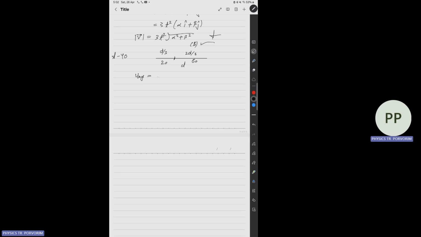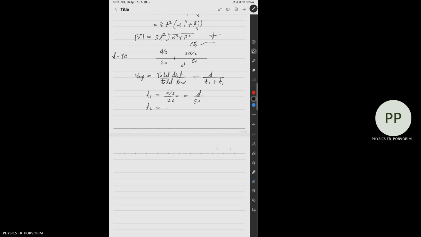So average speed is given by total distance upon total time. Total distance is d. Total time will be t1 plus t2. The car will take t1 time to cover 1/3 and t2 time to cover the rest of the distance, that is 2/3 of the distance. So the time is distance upon speed. So t1 is d by 3 divided by speed 20, so it will be d by 60 basically.